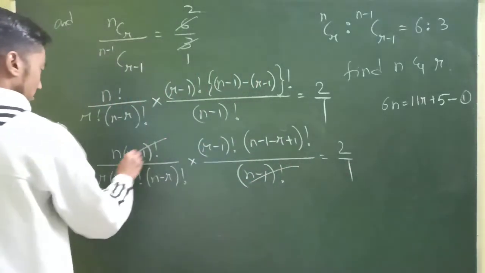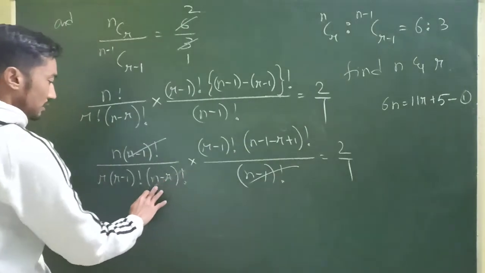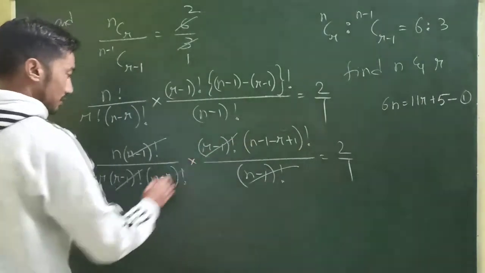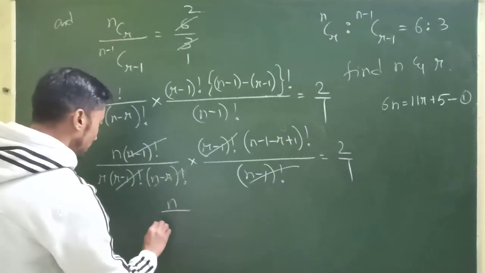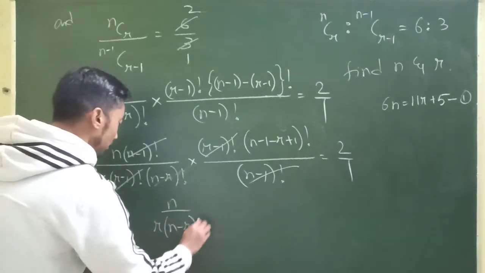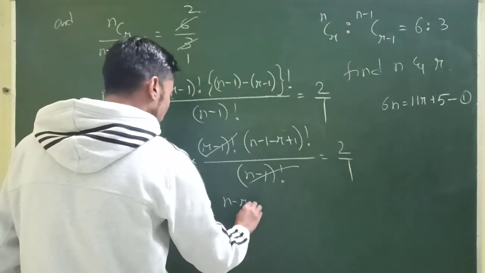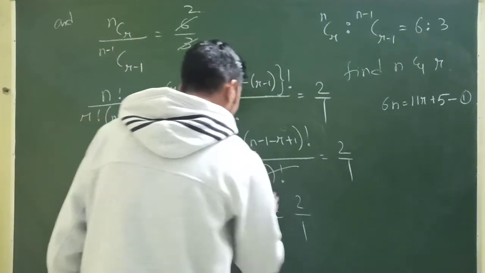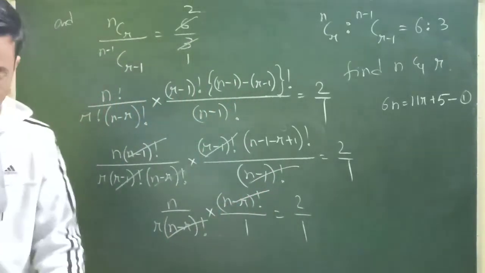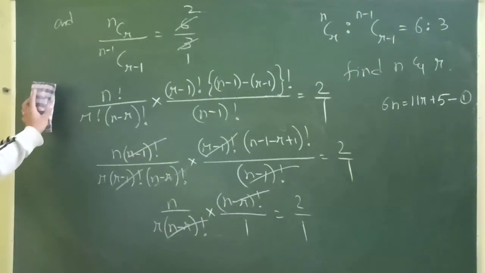N minus 1, n minus 1, and what did I do here? R minus 1, r minus 1. That's done so far. N by r into n minus r factorial, into 1 cancels, so we have n minus r factorial by 1 equal to 2 by 1. So this also goes away. Okay, you can pause the video. I'm rubbing it off.